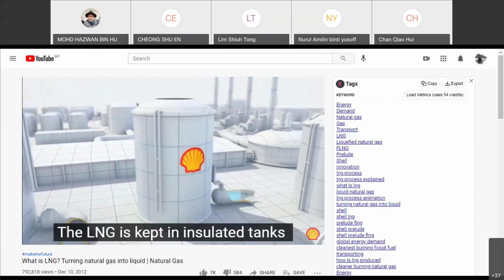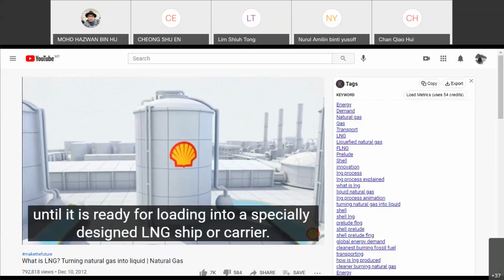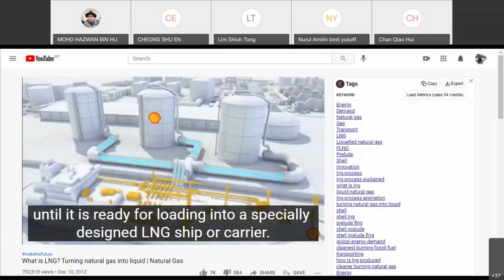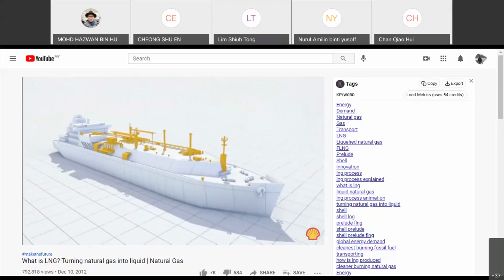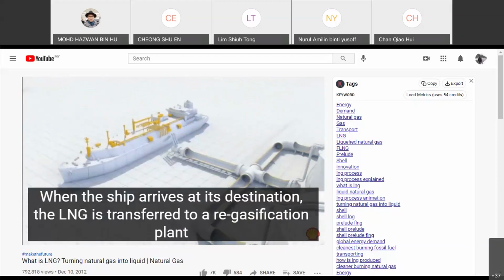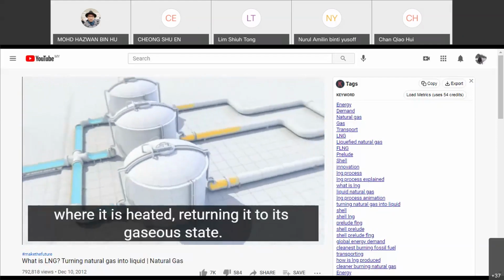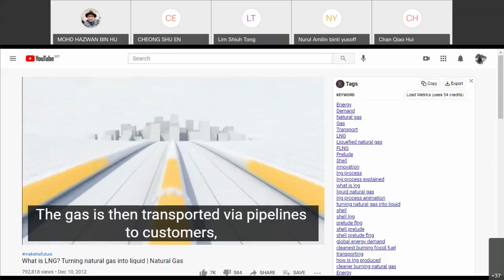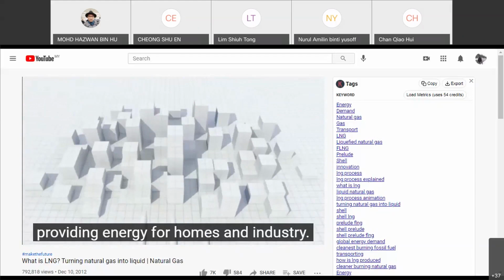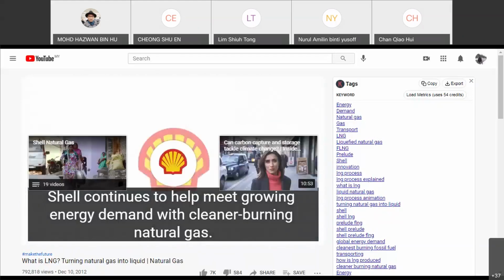The LNG is kept in insulated tanks until it is ready for loading into a specially designed LNG ship or carrier. When the ship arrives at its destination, the LNG is transferred to a regasification plant where it is heated, returning it to its gaseous state. The gas is then transported via pipelines to customers, providing energy for homes and industry. Shell continues to help meet growing energy demand with cleaner burning natural gas.